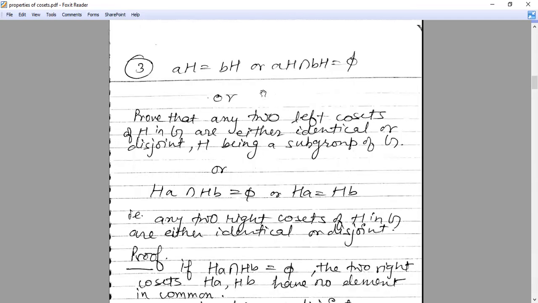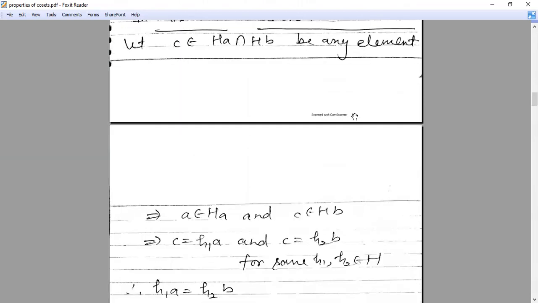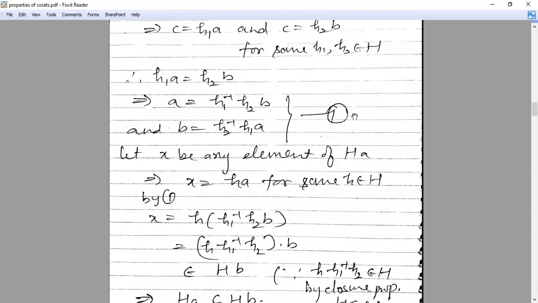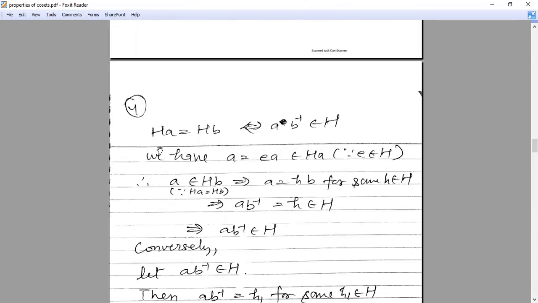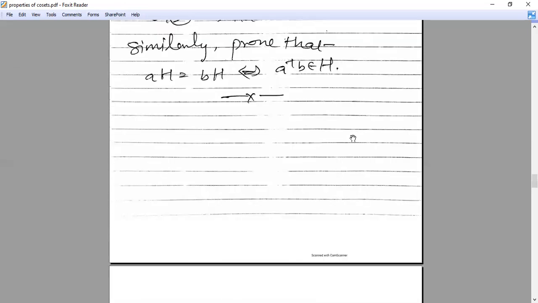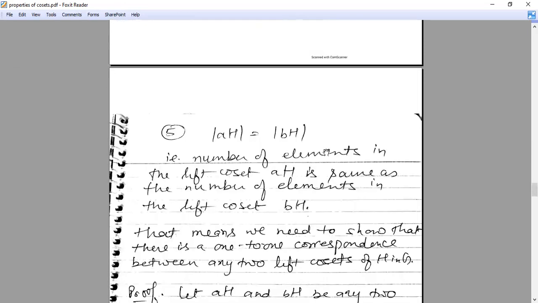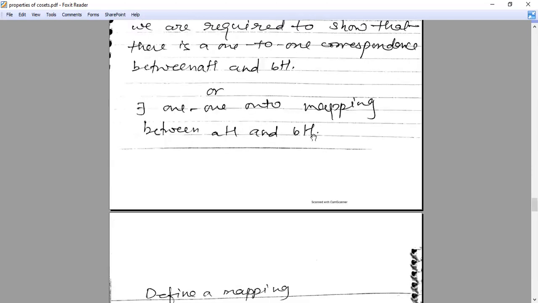Now the third property says that if you have two cosets, then either they are the same or their intersection is empty. This is also an important property. Then in the next property, we have proved the fact that Ha is equal to Hb, that is, two cosets are equal if and only if A into B inverse belongs to H. After that, you have seen that the order of two left cosets is the same, or you can say the order of two right cosets is the same.